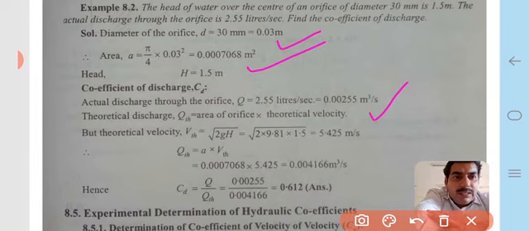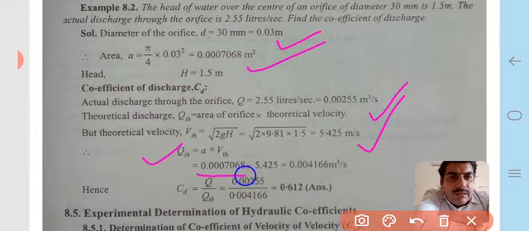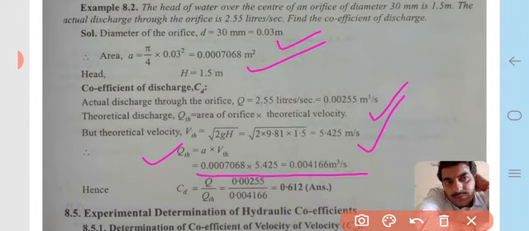Theoretical discharge, Q theoretical, is equal to area of orifice multiplied by theoretical velocity. Theoretical velocity is equal to under root 2gh, and its value is 0.5425 meter per second. Therefore Q theoretical is equal to A into V theoretical, that is, A into V by the continuity equation. Putting these values, the theoretical discharge is equal to 0.004166 meter cube per second.